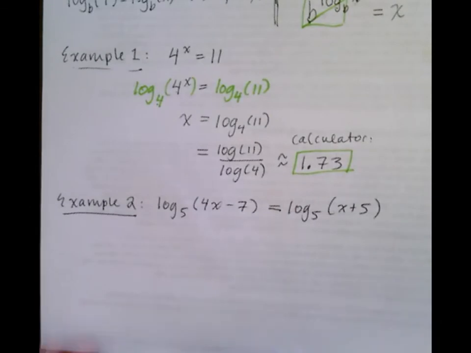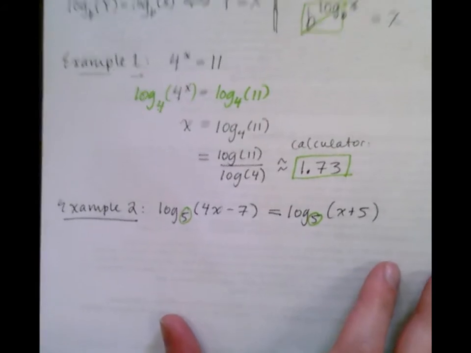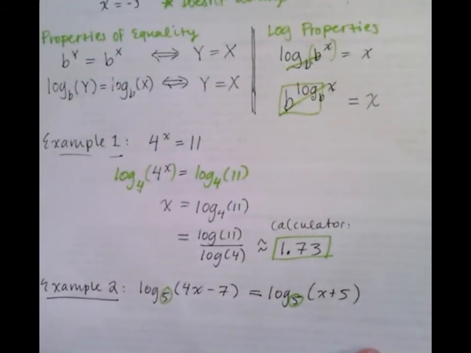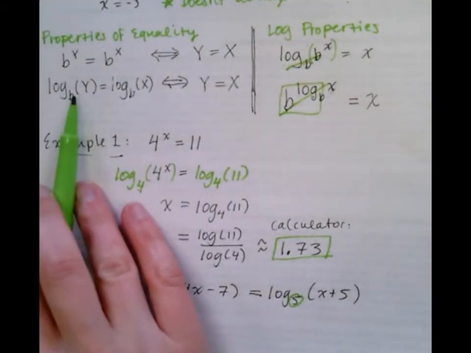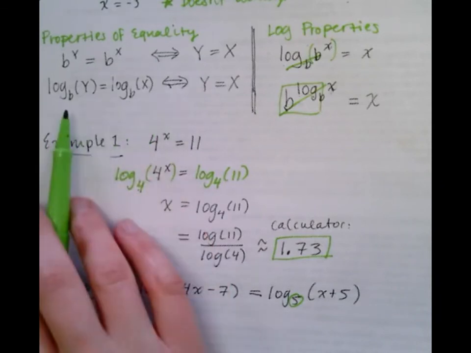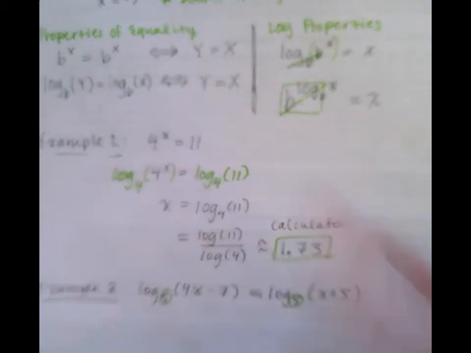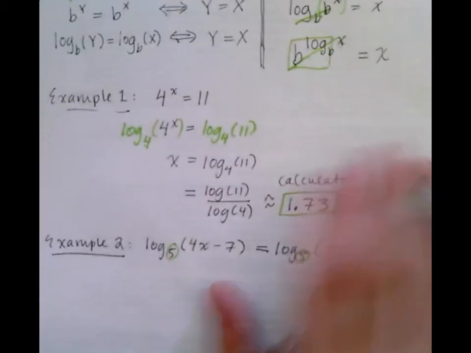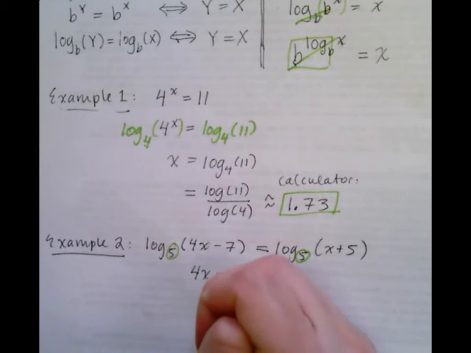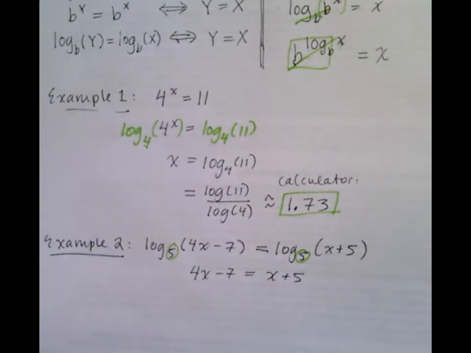Now if you take a look, I have logarithms on both sides and I have the same bases. So that means I can use this property of equality: if I'm taking the log of something which is equal to the log of something else with the same base, I can set what's inside the parentheses equal to each other. In our case, that means I can set 4x minus 7 equal to x plus 5, and then solve for x from there.